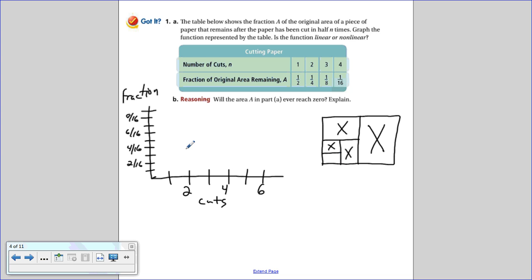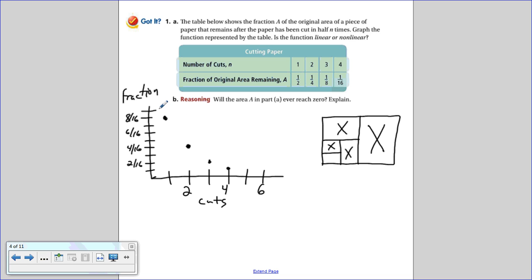So we want to graph this. What I did is I created a graph, and I labeled my y-axis in 1/16 of the original piece of paper. So I have to convert these to 1/16. So one cut, 1/2 is 8/16, right? Same thing. After 2 cuts, we're down to 1/4. 1/4 is 4/16. After 3 cuts, we're down to 1/8. 1/8 would be 2/16. And after 4 cuts, we're at 1/16.